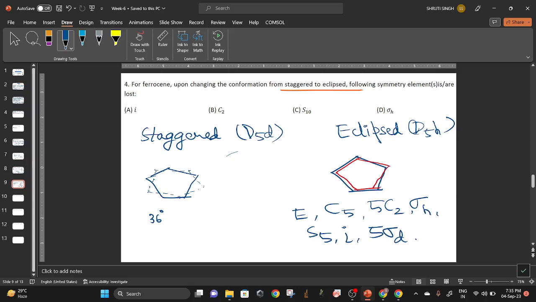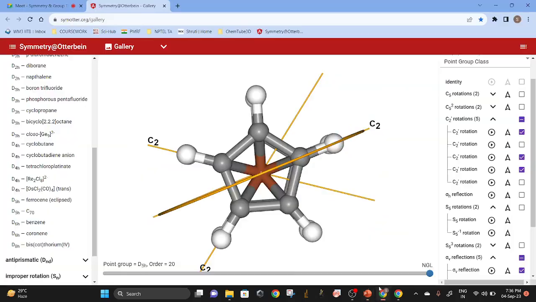Now the staggered. In staggered, E will be there, C5 will also be there, because if you consider the top one, if you rotate the top one by 72 degrees, the down one will also get rotated, and it will come to the same position, because there is no change in the atoms. Only the first ring is rotated by 36 degrees. So C5 will be there. Now what we saw, S2, sorry, C2.